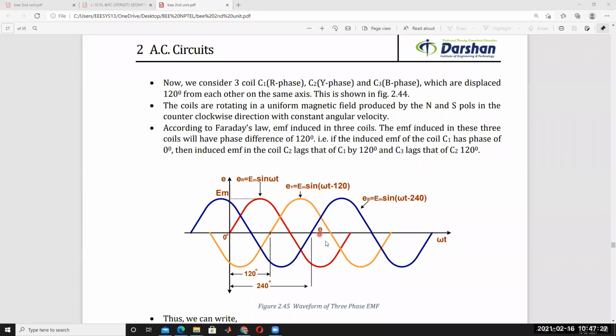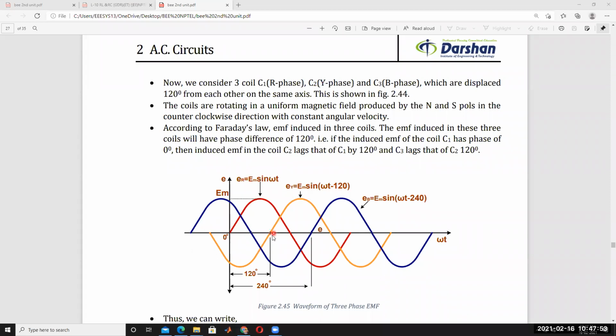All of you draw this three-phase diagram. After 120 degrees, the Y phase will start, and after 240 degrees, the B phase will start. That is, ER equals Em sin omega t minus 0 degrees. It starts from 0 degrees, that's why the waveform will be like this. And the Y phase starts after 120 degrees, that means it lags C1 by 120 degrees.